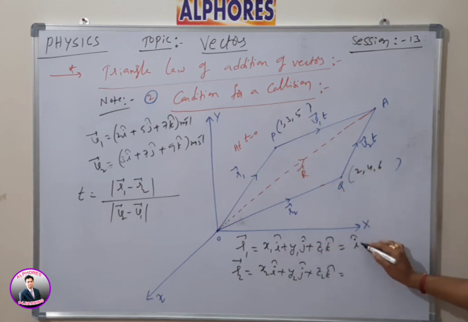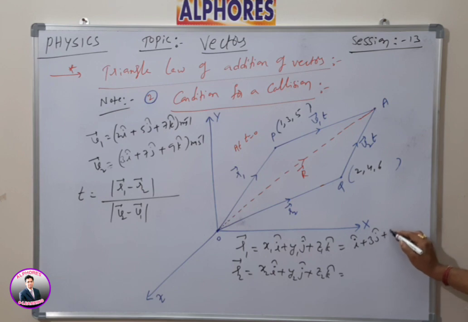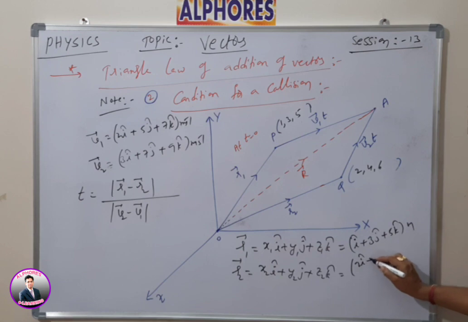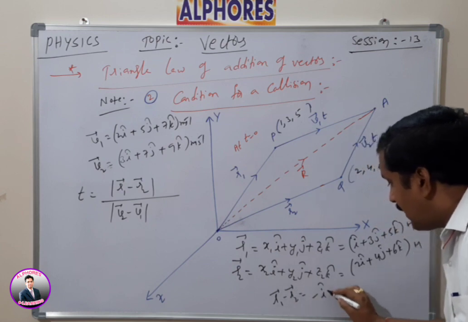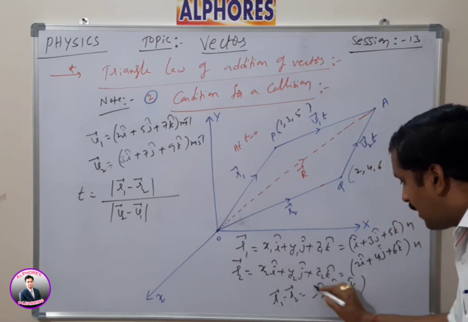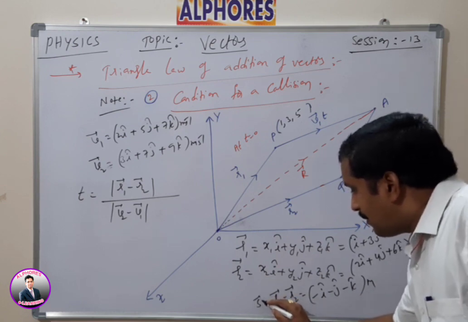Like I cap plus 3j cap plus 5k cap meters, and the second position vector is 2I cap plus 4j cap plus 6k cap meter. That means R1 bar minus R2 bar, so subtract R2 bar from R1 bar. I cap minus 2I cap means minus I cap, plus 3j cap minus 4j cap means minus j cap. Again, R1 bar minus R2 bar is equal to minus I cap minus j cap minus k cap. I am getting this, so this is the displacement attained by the particle.